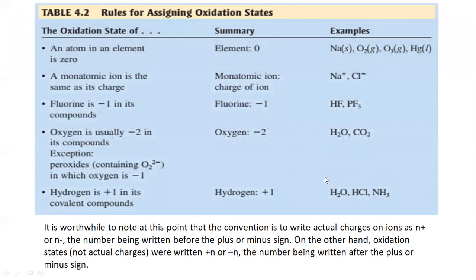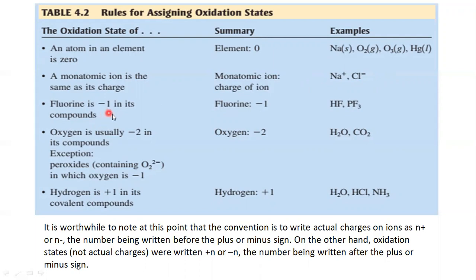So here are the rules for assigning oxidation state. The oxidation state of an atom in an element is 0. Examples: sodium, oxygen, ozone, or mercury, or any naturally occurring elements. They have a neutral charge, meaning their oxidation state is 0. For a monoatomic ion, it is the same as its charge. An example is sodium chloride, which has a monoatomic ion of sodium with a positive charge and chloride with a negative charge.